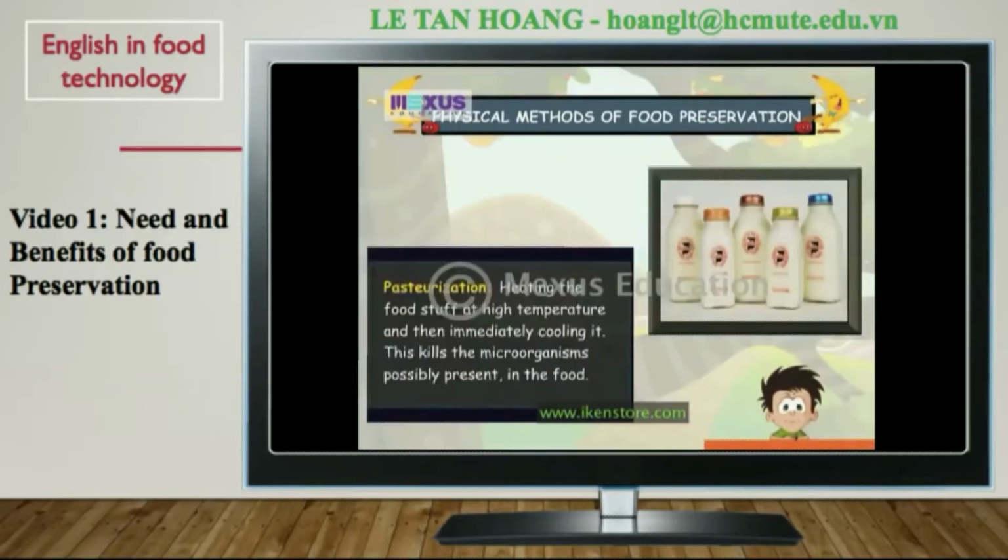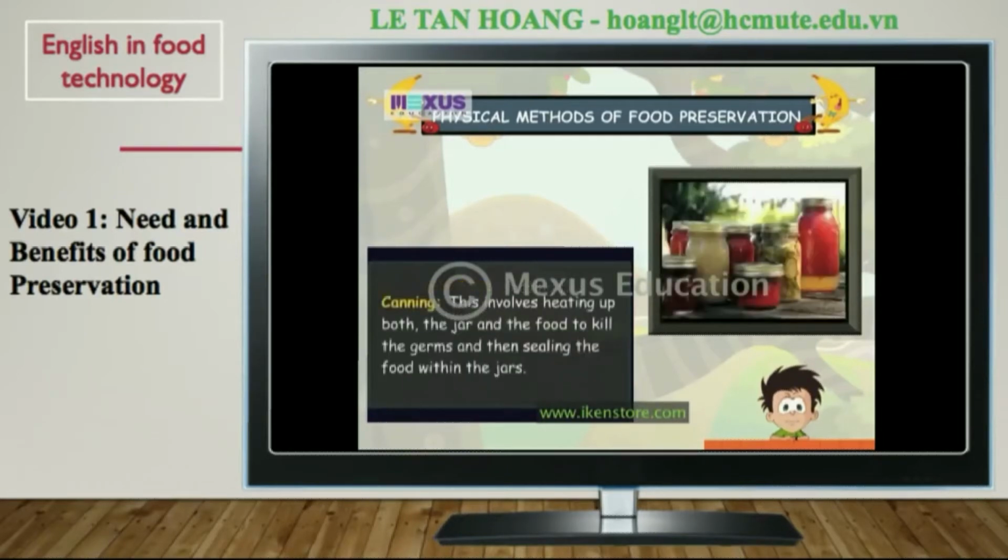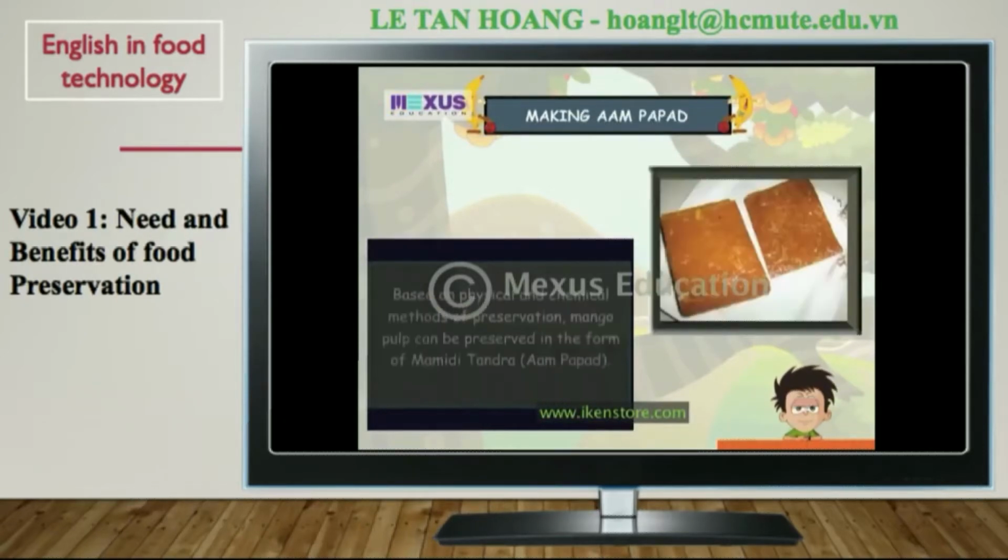Pasteurization. Heating the foodstuff at high temperature and then immediately cooling it. This kills the microorganisms possibly present in the food. Canning. This involves heating up both the jar and the food to kill the germs and then sealing the food within the jars. Based on physical and chemical methods of preservation, mango pulp can be preserved in the form of aam papad.